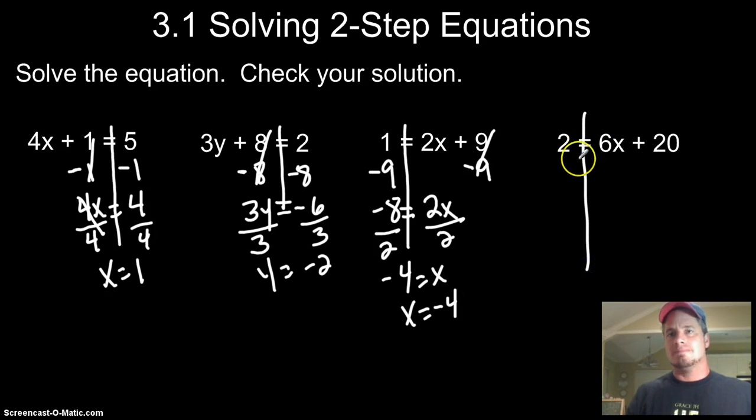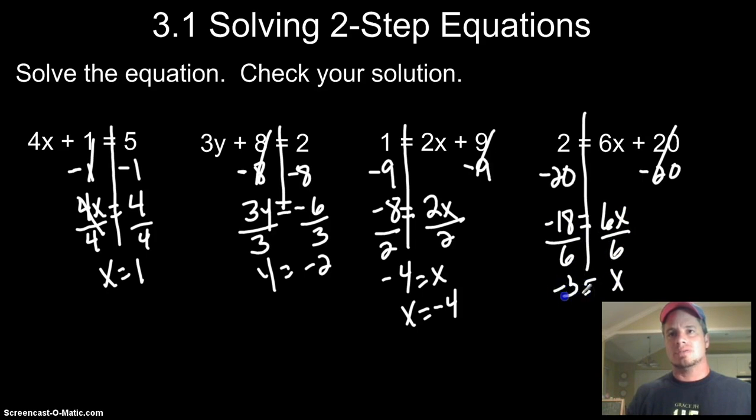Draw the line. We get 6x plus 20 is equal to 2. I'm going to get rid of the 20 first. So I subtract 20 from both sides. Okay, so I've got positive 2 and negative 20. That's negative 18. This cancels, and I've got 6x. Okay, divide by 6. Divide by 6. I get x equals negative 3. Okay, and let's turn that around.